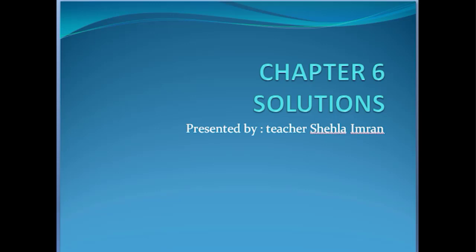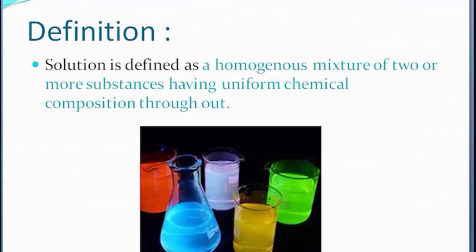So now, first of all, a definition of solution. What is a solution? Solution is a homogeneous mixture of two or more substances that have uniform chemical composition throughout. So, we can have an example of air, as air contains nitrogen, oxygen, carbon dioxide and other rare gases in it. So, it is an example of solution. Now, come to the composition of solution.